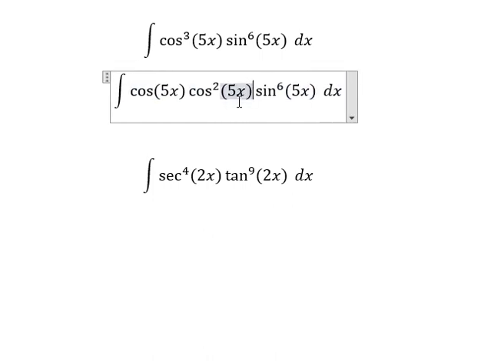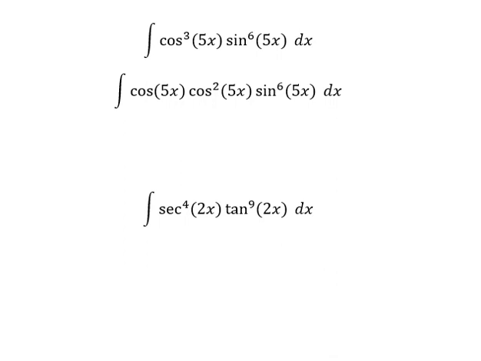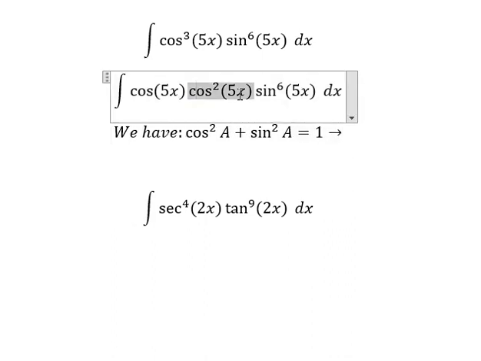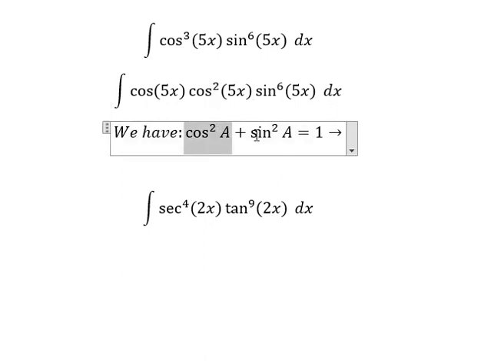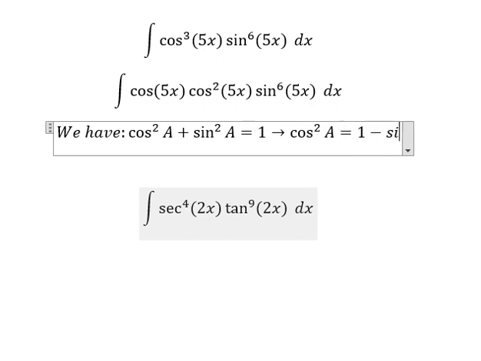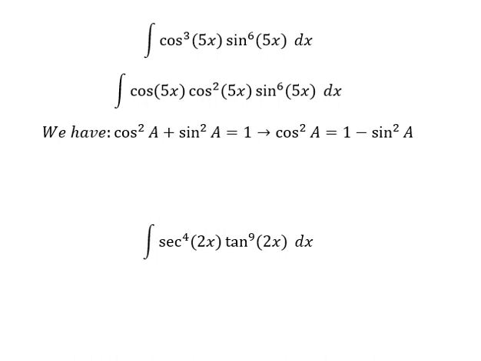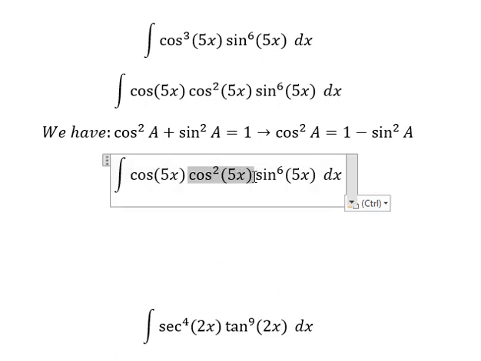I can put cosine 5x squared. Now we have the formula in here. So this one is about cosine a squared. Now I will put this one to the right, and we have 1 minus sine a squared. So we need to transform this one into this one, and we have it like this.